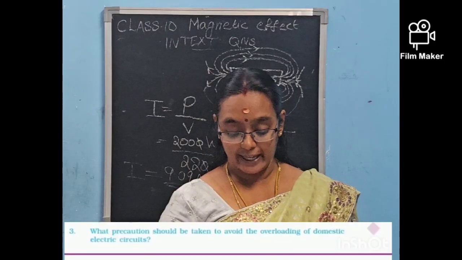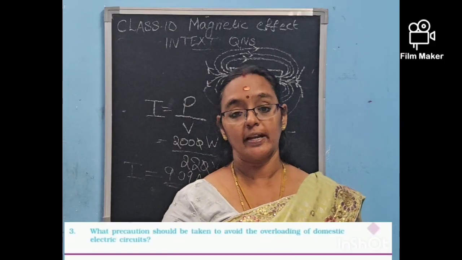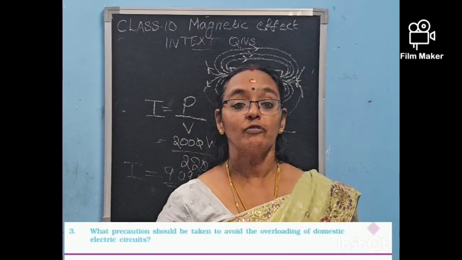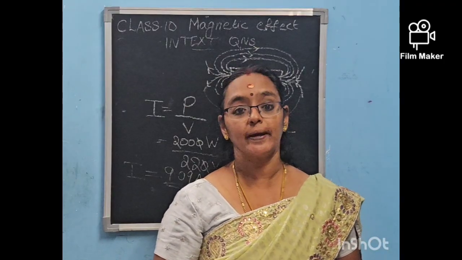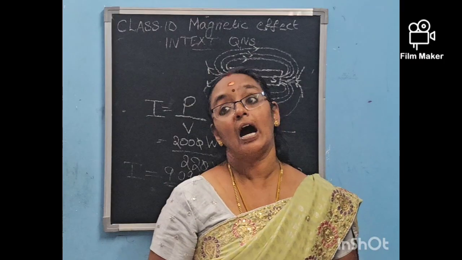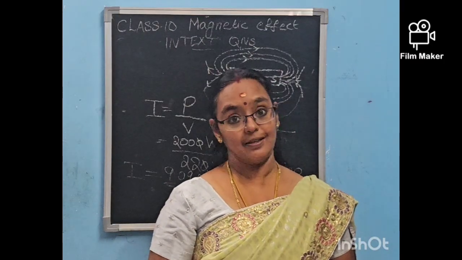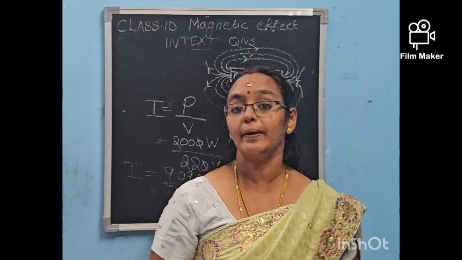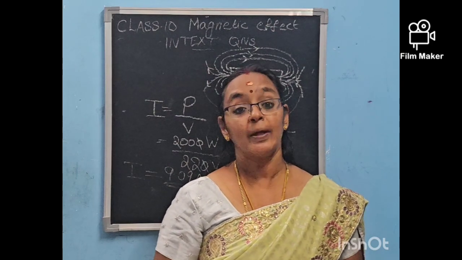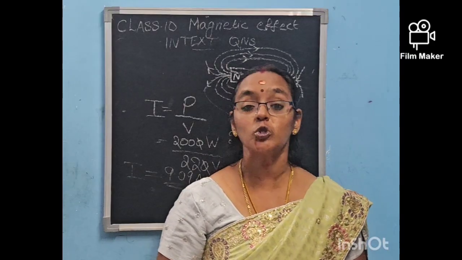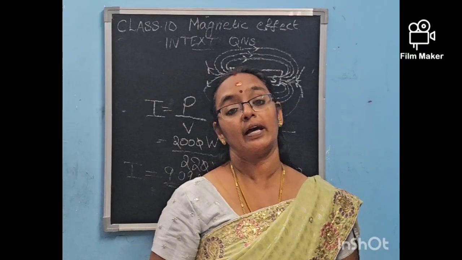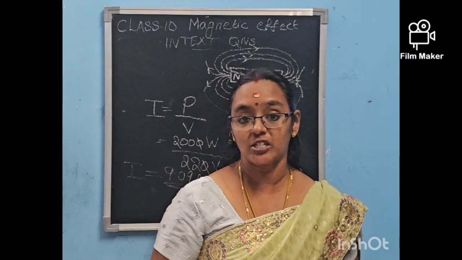The last question is: what precautions should be taken to avoid overloading of the domestic electric circuit? From the last problem itself, we understood that circuits should be properly current rated and the appliances should be connected accordingly. Otherwise overloading may result. Secondly, the insulation should be proper for the circuits, and we have to check the wires from time to time whether the insulation is correct or not.